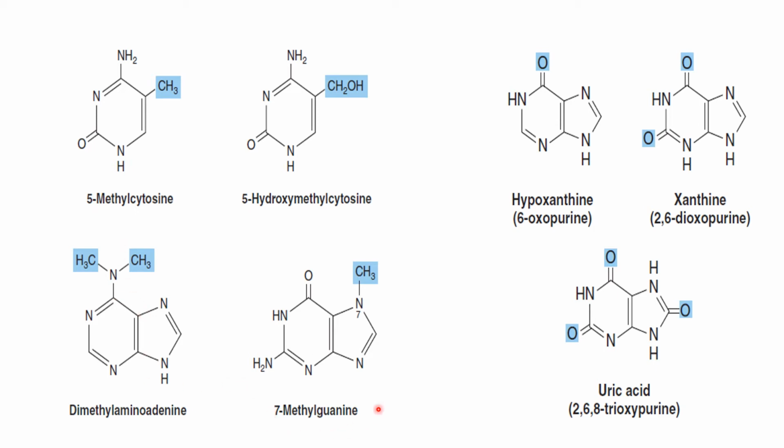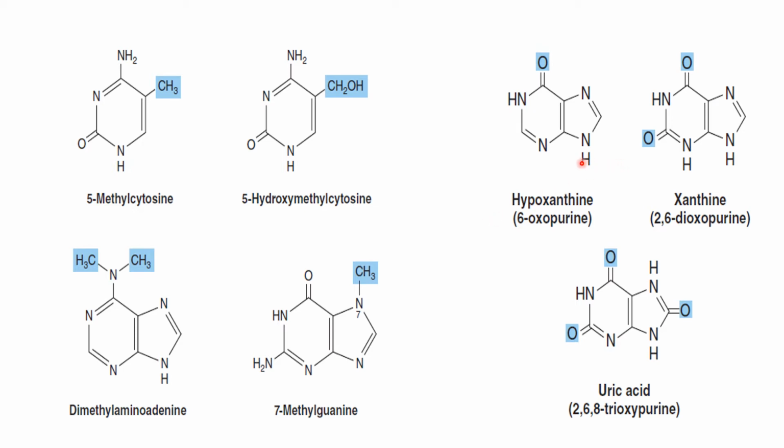Similarly, 7-methyl guanine: the guanosine contains a methyl residue at the 7th position. That is important in making the 5 prime cap of the messenger RNA. So these different modified nitrogenous bases are also present in the messenger RNA and in the DNA, along with the usual standard nitrogenous bases, that is adenine, guanine, cytosine, uracil, and thymine. Uracil is present only in the RNA, but thymine is present only in the DNA.